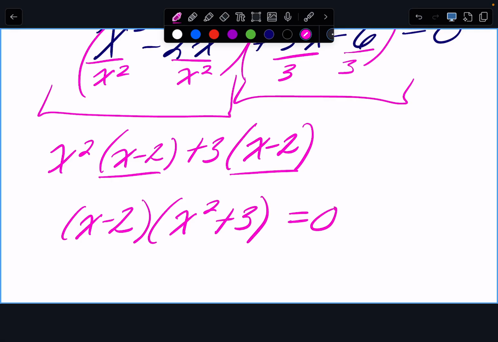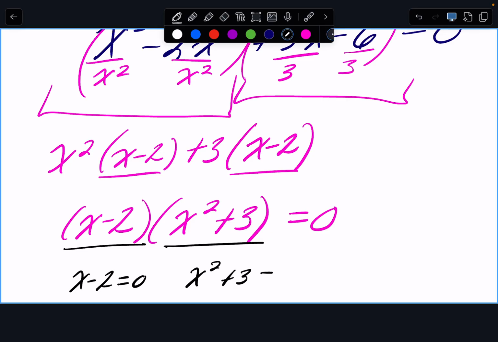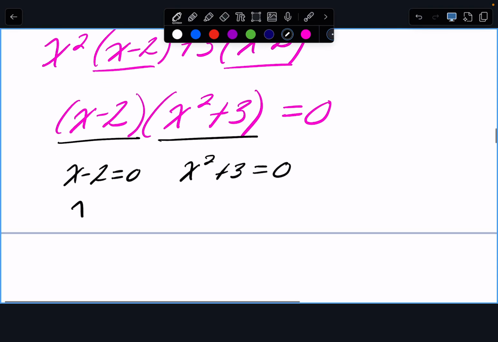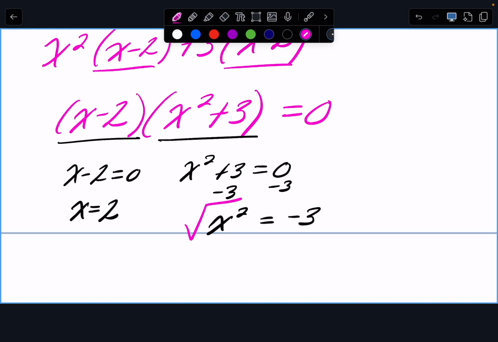We know our goal is to get this down to linear and quadratic factors because we can always finish a quadratic. We can always finish something linear. So now here are our linear and quadratic factors. If we're solving, let's set it equal to 0 and solve. Use algebra. So I'm getting x equals positive 2. Subtract 3. X squared equals negative 3. Square root it. X is equal to plus and minus.